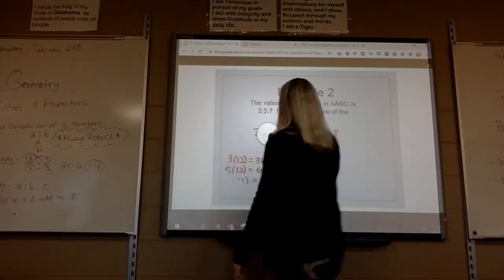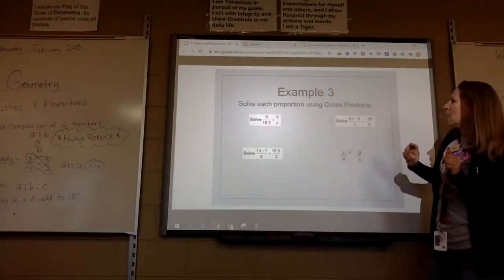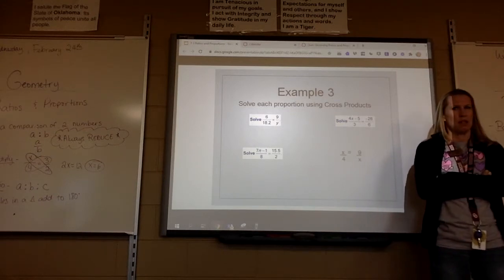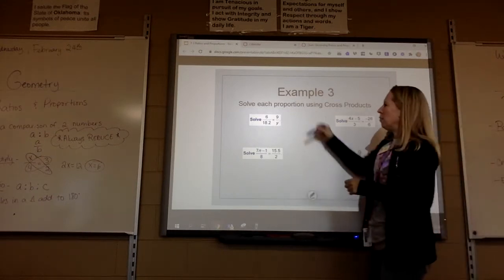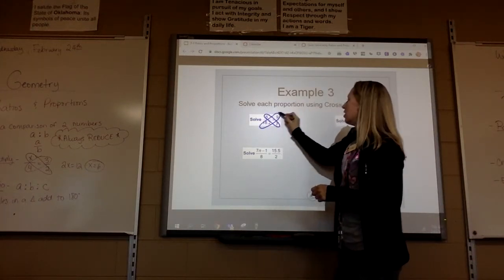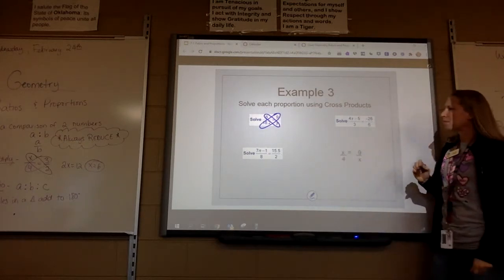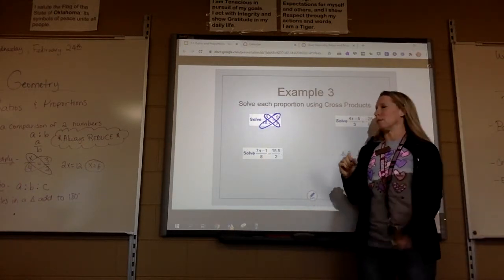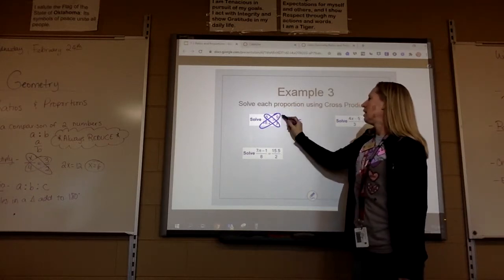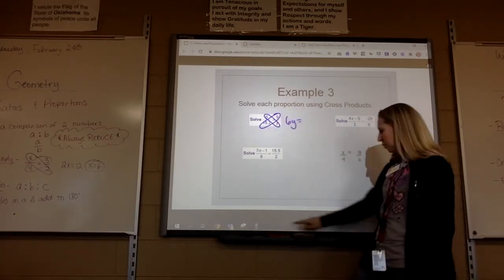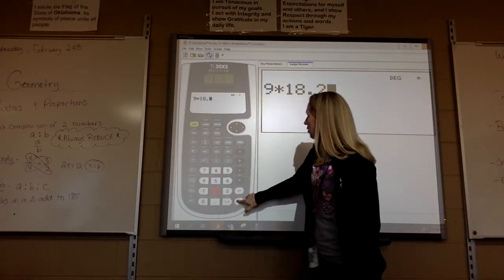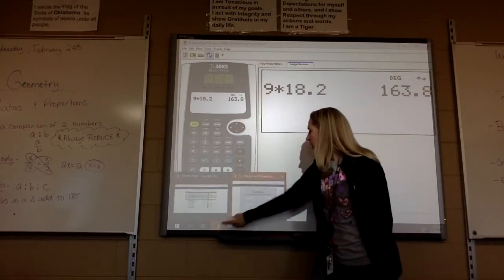Last but not least, well, no, there's two other types of problems. We've got some cross multiplying. Have you guys cross multiplied before? Top goes to bottom, bottom goes to top. Looks kind of like a butterfly. Do you guys remember doing that? Okay. So you will have some cross multiplying. 6 times y is 6y. 9 times 18.2 is 163.8.